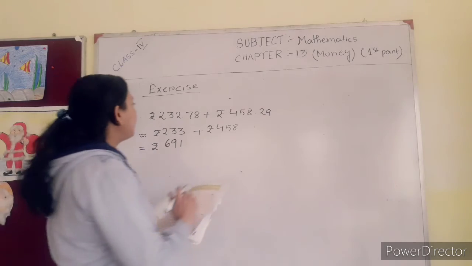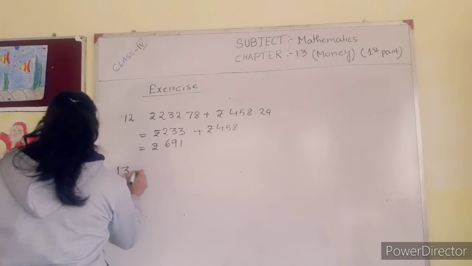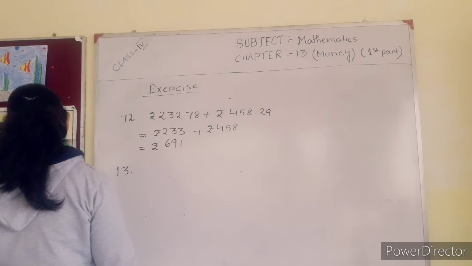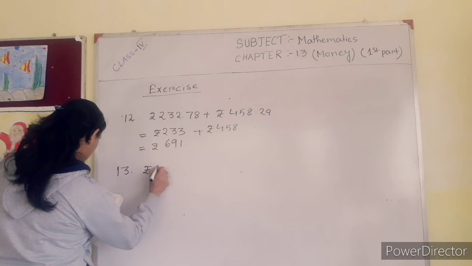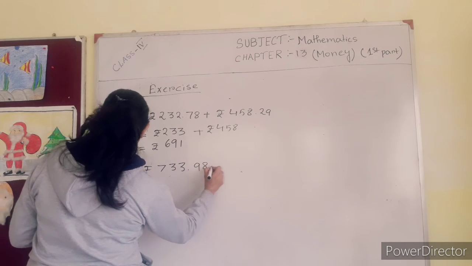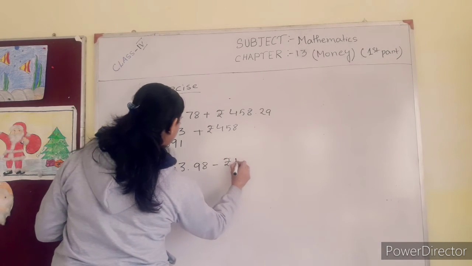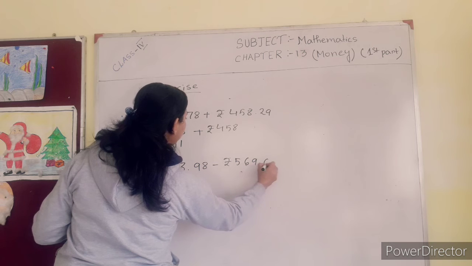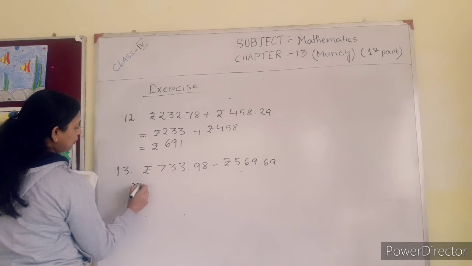Okay, now number 13. Estimate by rounding to the nearest rupees. This one is also the same. Rupees 733.98 minus rupees 569.69. Then you have to subtract the amount.